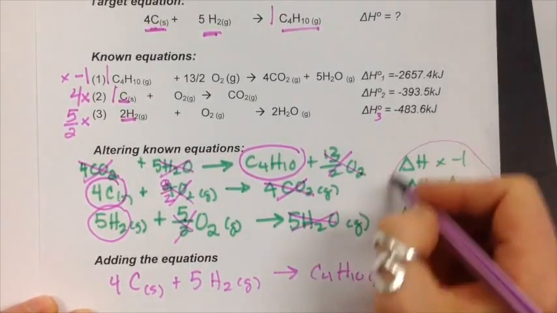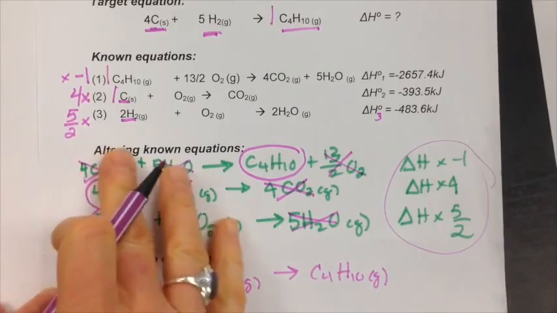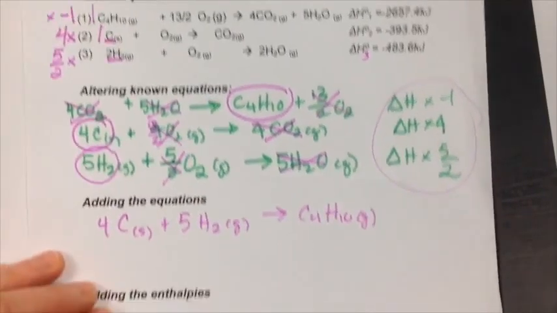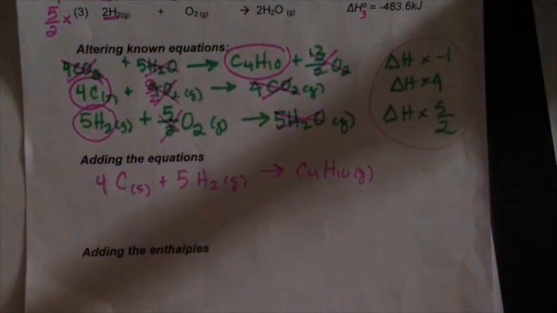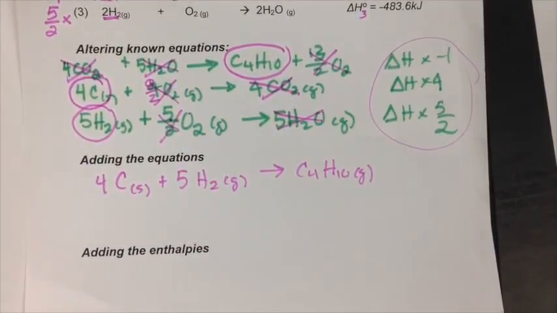Now it's time to figure out the enthalpies. Now that I know that I've manipulated them properly, I can use my equations. Oh, the lights went out. Hold on. When you sit in a classroom long enough, the lights go out.